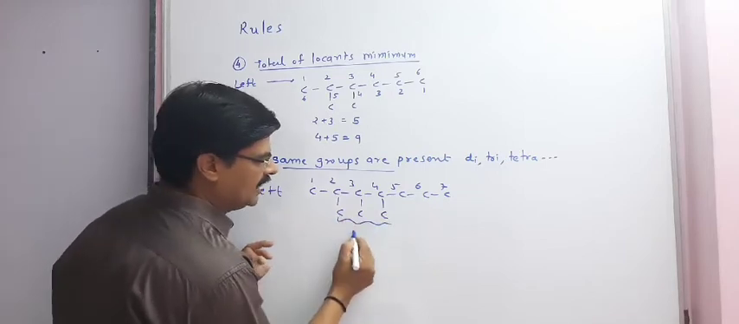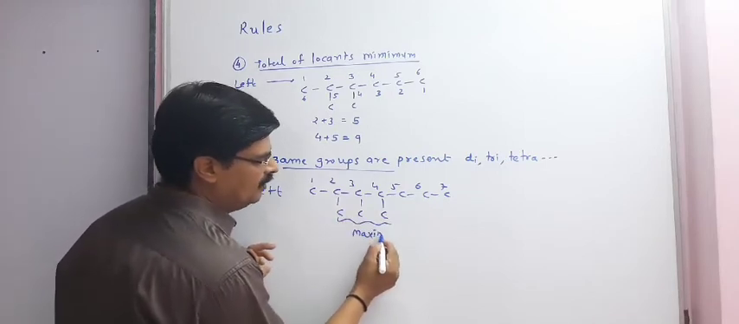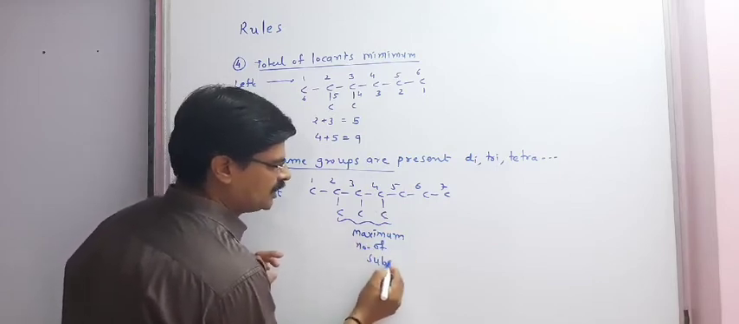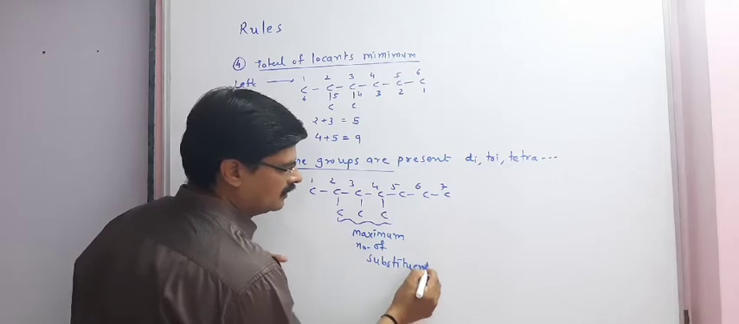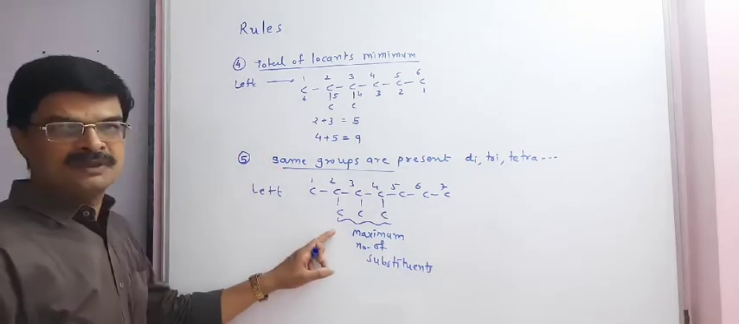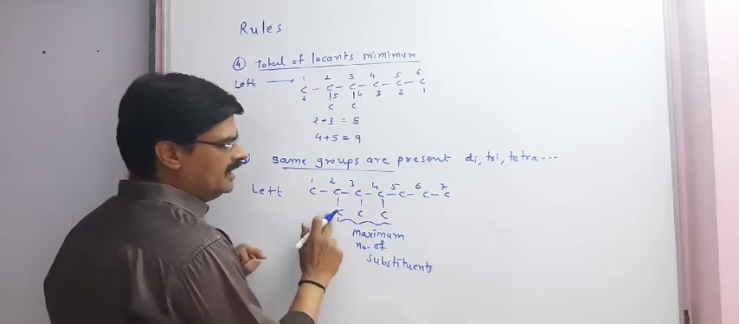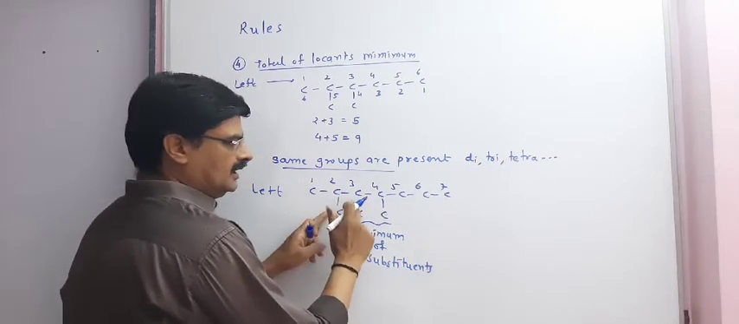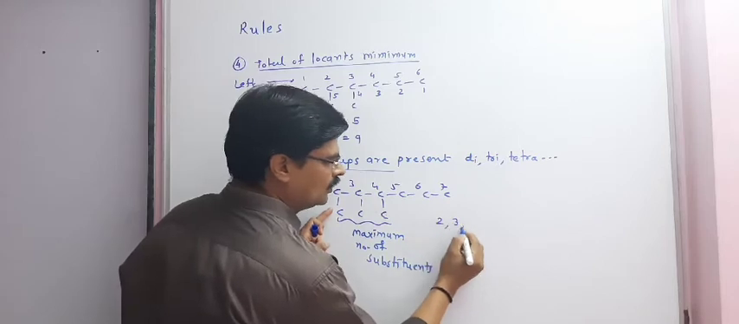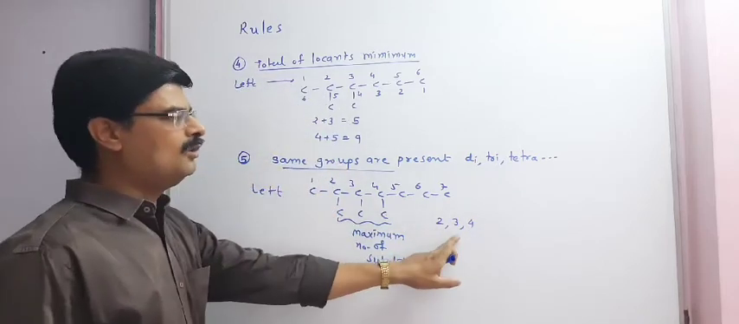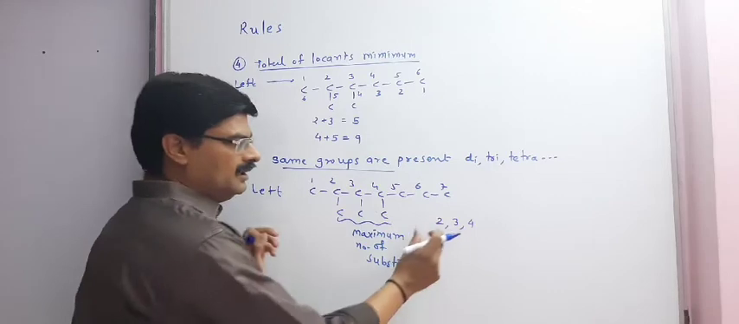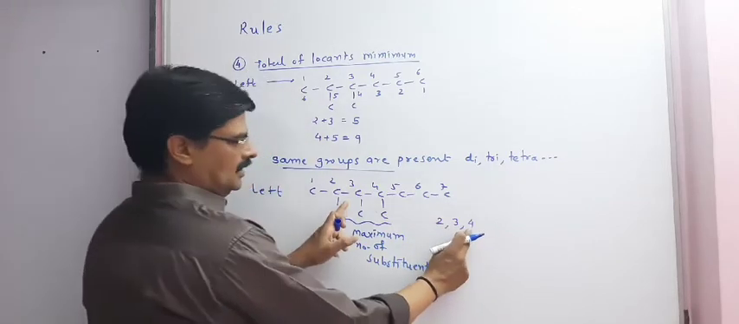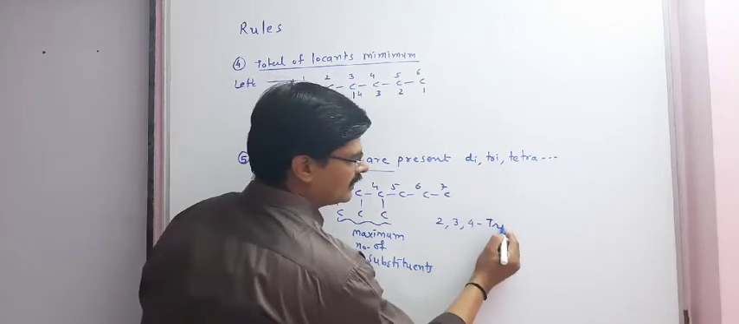So here we are getting the maximum number of substituents. Now we will decide the IUPAC nomenclature for this compound: 2, 3 and 4. Remember, commas should also be written if same groups are present. 2, 3, 4, total 3 times, that is why tri.